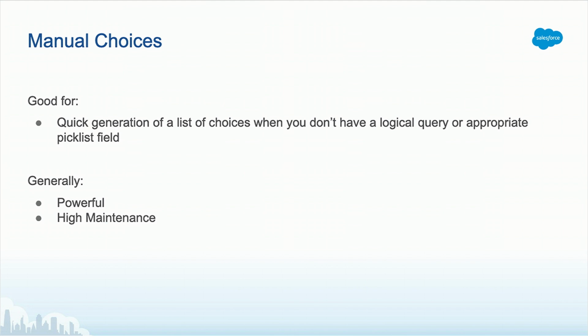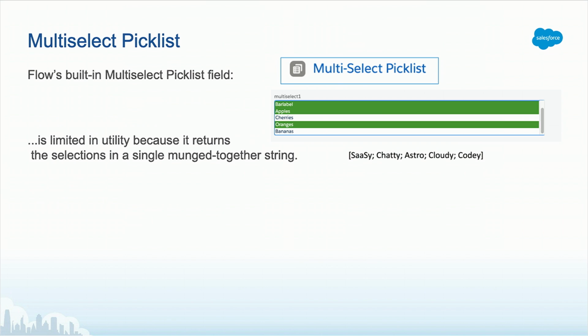Quick comment on manual choices. Don't really have time to do an example of this. I use manual choices a lot. They take a lot of work because you have to individually craft each choice, but they can be very useful, particularly when you just need some quick ad hoc choices, and you don't really want to create a record query or a picklist field. The same general idea: choices are back-end data that feed screens, and if you keep that in mind, then that is really what you need to know.